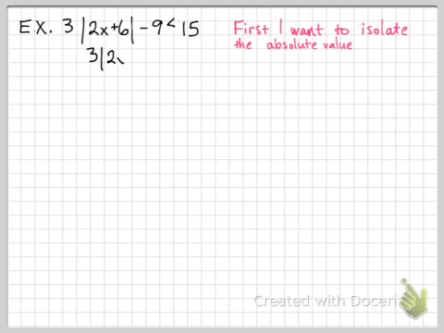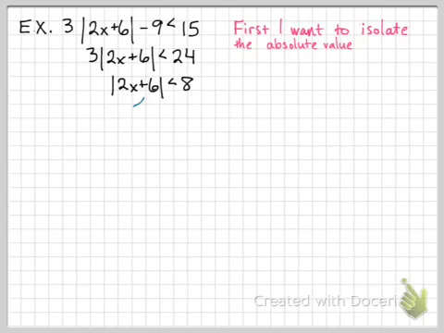So first, I want to isolate the absolute value expression so that I know I can be comfortable dividing this into two different problems and then solving it. So the first thing that I need to do is add 9 to both sides. When I add 9, it eliminates the 9 on the left side, and on the right side I have 24. Now the second thing I need to do is divide by 3. When I divide by 3 on the left, it eliminates the 3, and when I divide by 3 on the right, I'm left with 8.